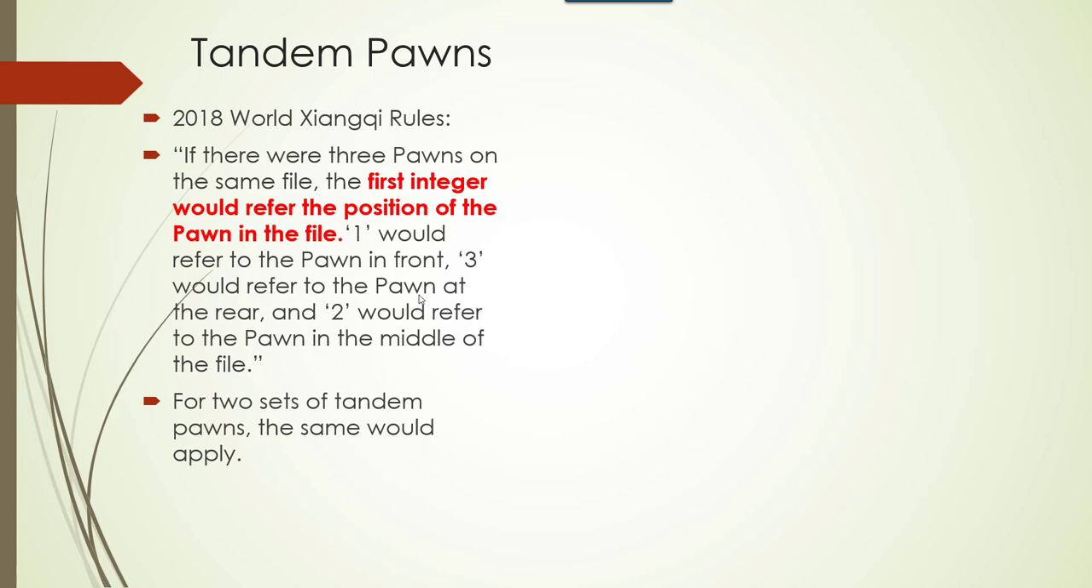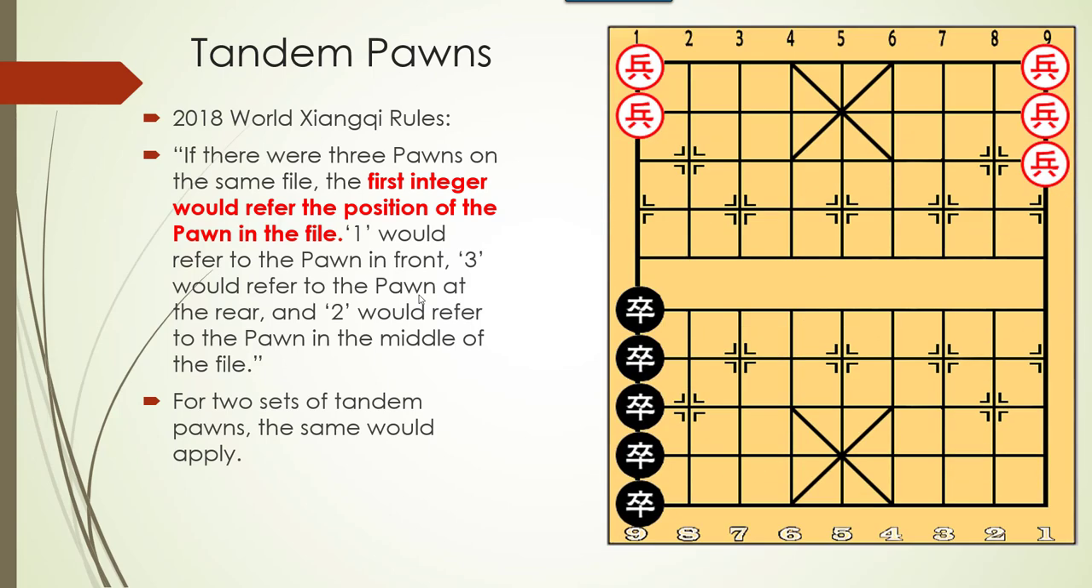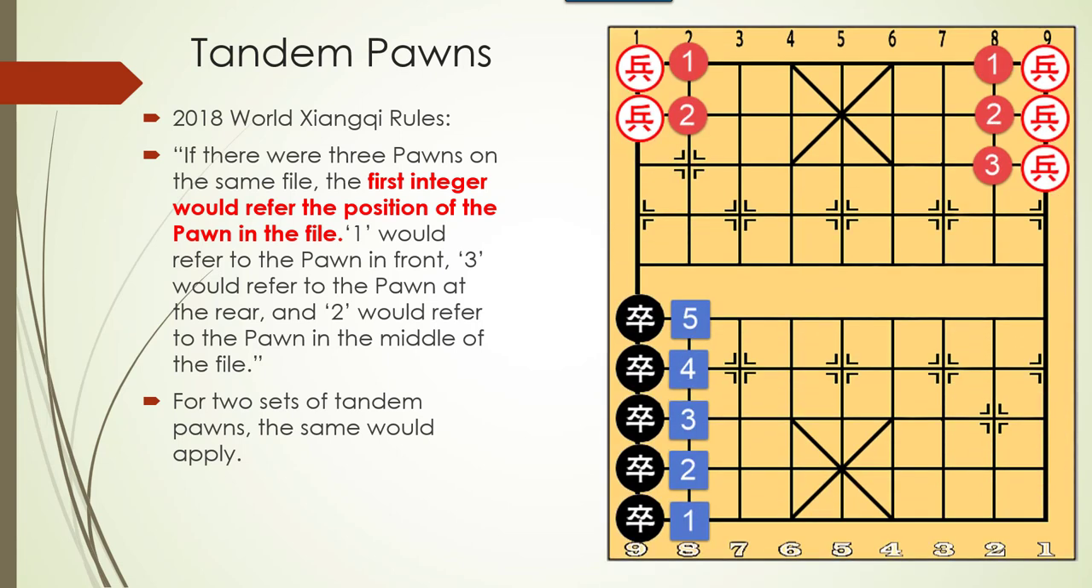So for 2 sets of tandem pawns, the same thing can also apply. For example, in this board, there's only one legal move possible for each pawn. So if you were to name the pawns, the red pawns on red's first file would be denoted as such. The pawn at the front in the first file will be denoted as 1-1. It can only move here, and the notation will be 1-1 equals to 2.